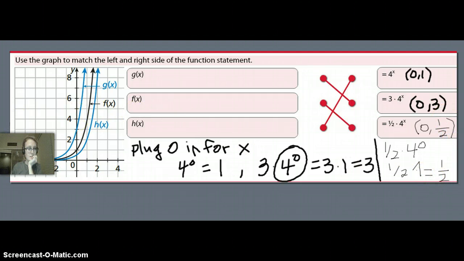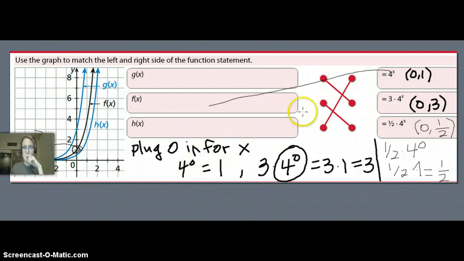Now we can come over here and compare. Okay, which graph has a point at 0, 1? So it looks like the black one here in the middle has a point at 0, 1. Right there. That is 0, 1. So that means 4 to the x is going to be this middle graph here, which is f of x. So we would match 4 to the x with f of x.